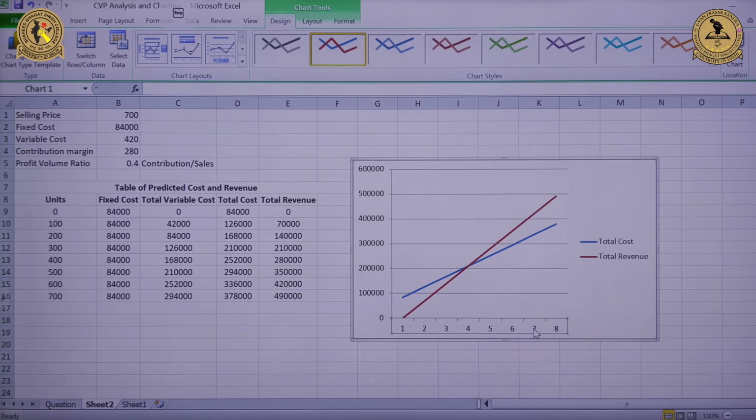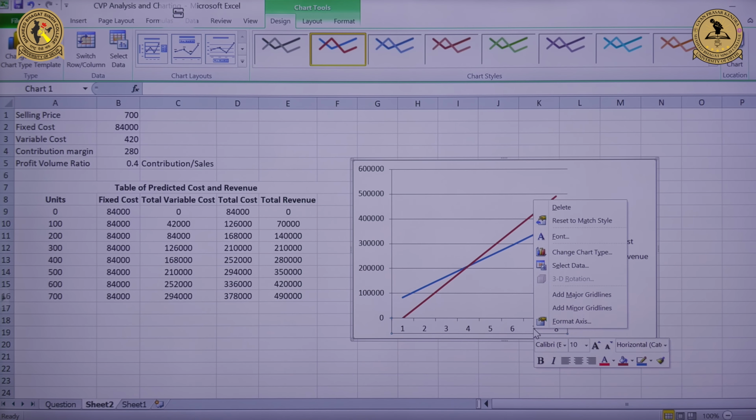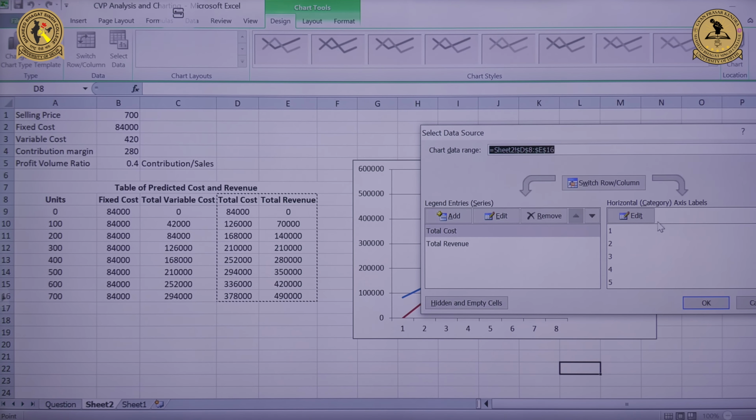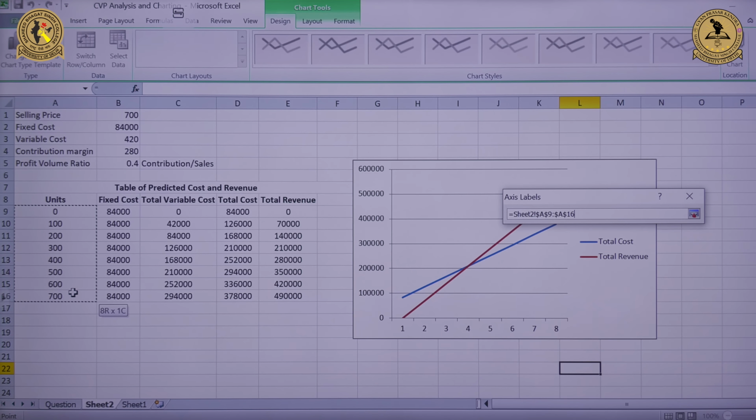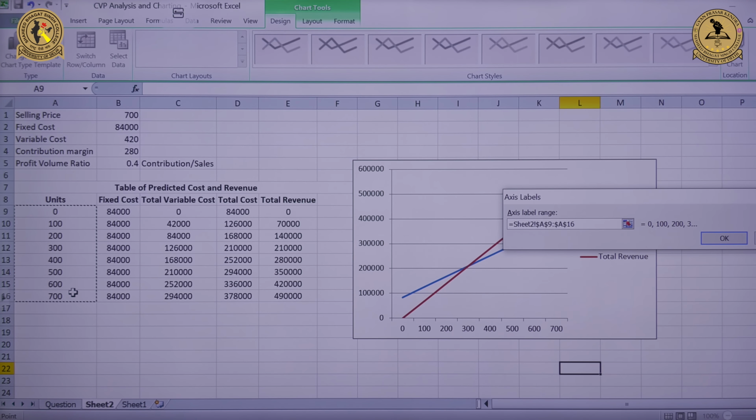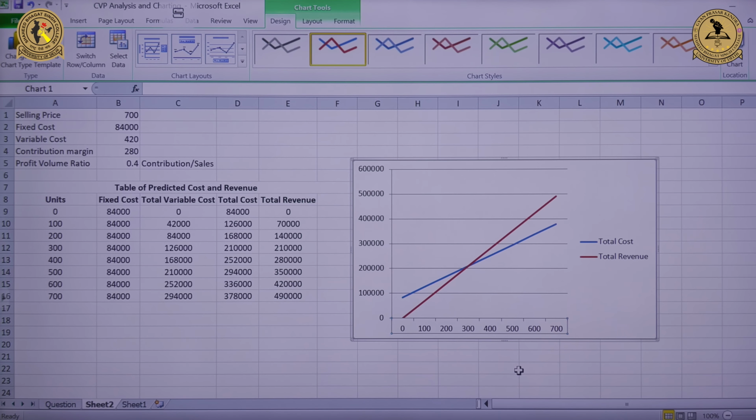First and foremost, the next step is to modify my x-axis. Now I want my x-axis to represent the number of units, that is from 0, 100 units until 700 units. I need to right click on it, then click on select data and go to edit. The moment I go to edit, it asks for axis label range. I want my axis label range to vary from 0 to 700. So I need to simply drag it down from 0 to 700 units and press OK. Now you can see that my units have changed from 0, 1, 2, 3, 4 to 0, 100, 200 till 700.